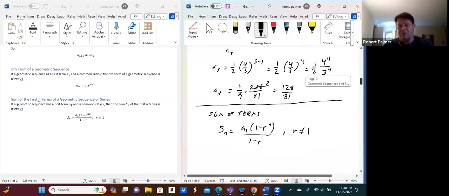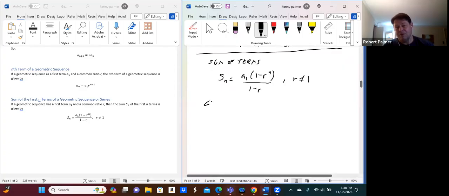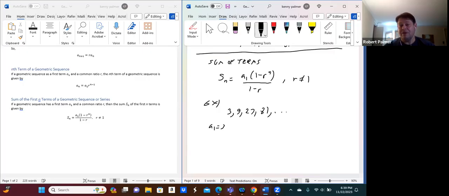Okay, so instead of using this series, let's do an example of a different series. So let's do 3, 9, 27, and 81. And this series can go on for as long as you want. So here, of course, our A1 is going to be 3. And if you check, 9 divided by 3 is 3, 27 divided by 9 is 3. So in this case, our R is 3. So this is a geometric series.